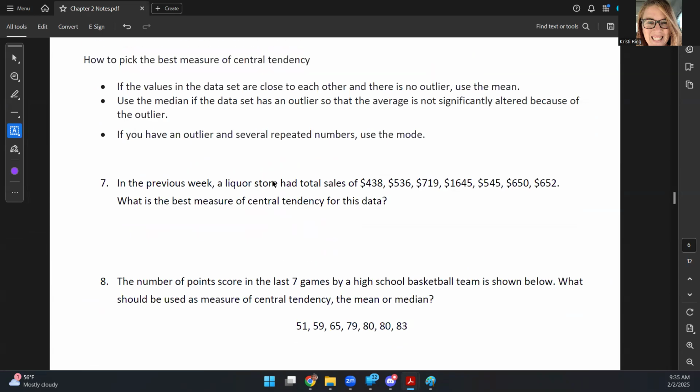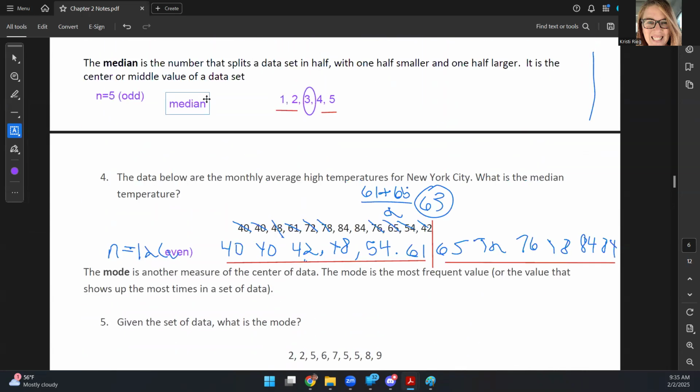Right, and that's a weird jump. Median is 3. Down here, we have the median with 6.